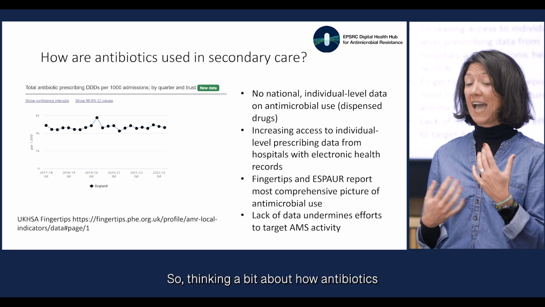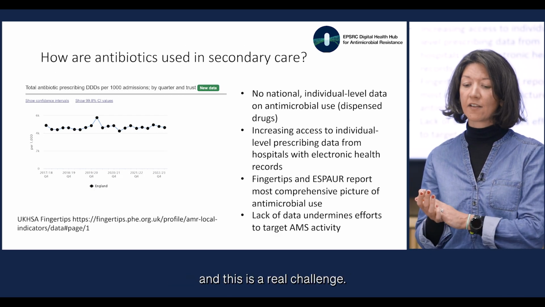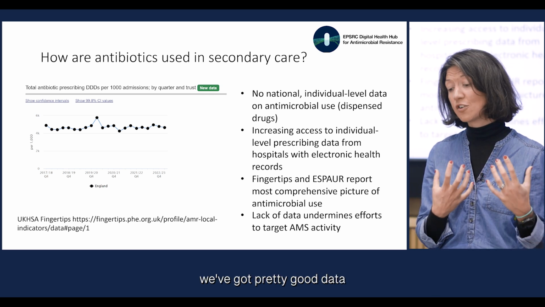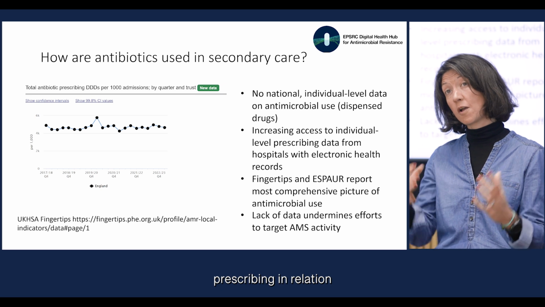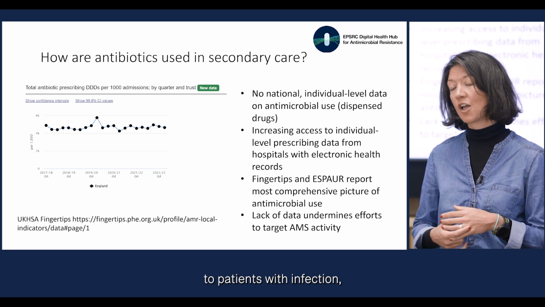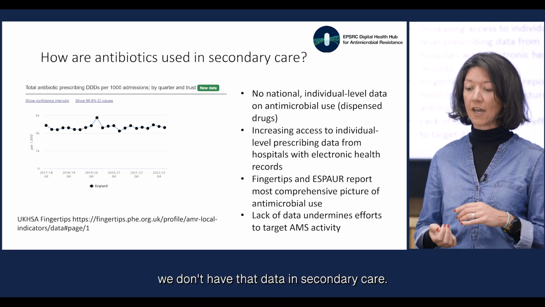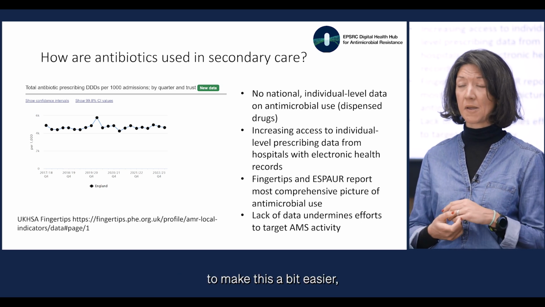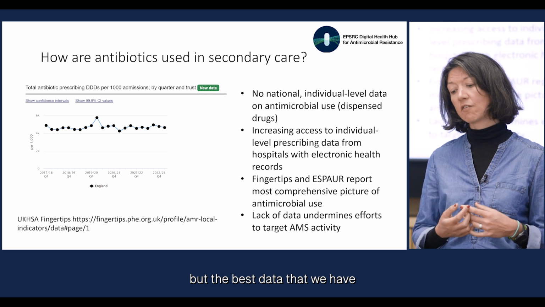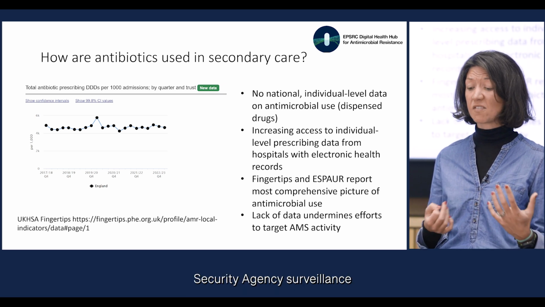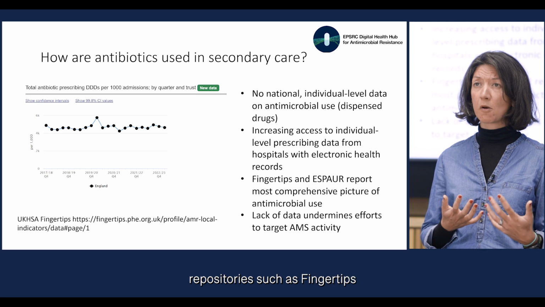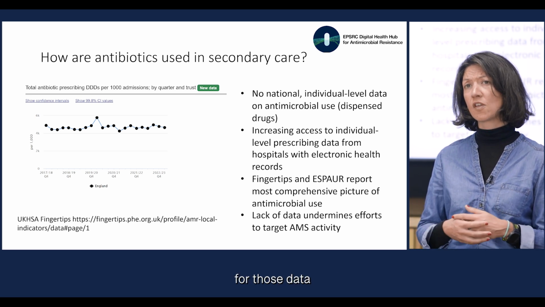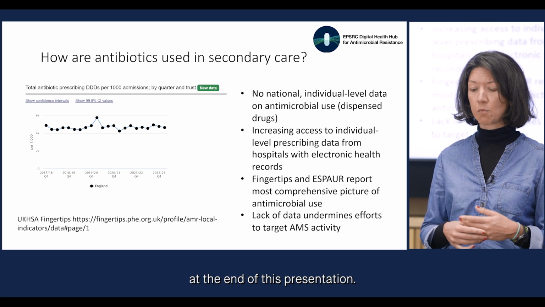So thinking a bit about how antibiotics are used in secondary care, this is a real challenge. Unlike primary care, where we've got pretty good data that tells us about antibiotic prescribing in relation to patients with infection, we don't have that data in secondary care. Electronic health records are starting to make this a bit easier, but the best data that we have is from the UK Health Security Agency surveillance reports, online data repositories such as Fingertips and the SBOW report, and the references for those data sources are at the end of this presentation.